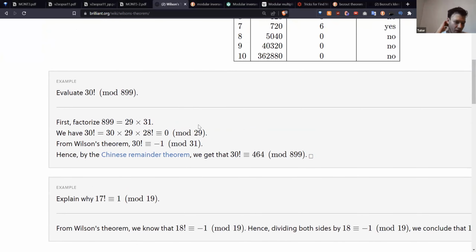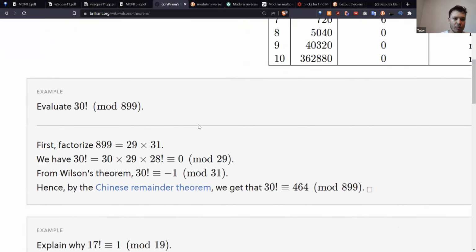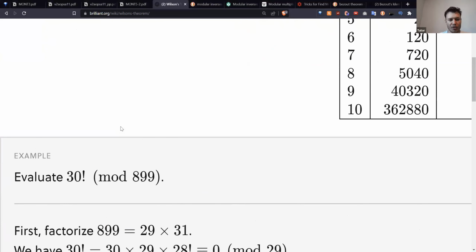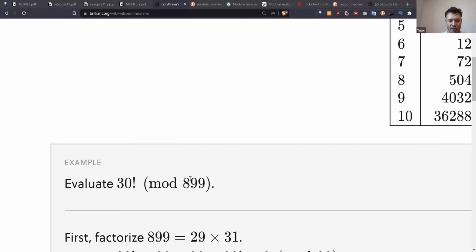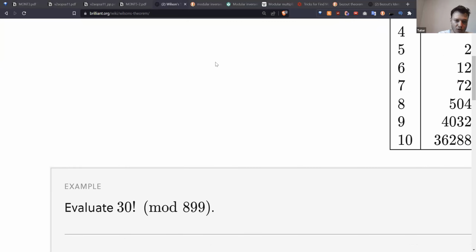So let's say that now we are interested in this property here. Compute 30 factorial mod 899, right? If you look at 899, you see that it's made out of 29 and 31. And here's an interesting property, so maybe I should discuss this on a separate page.